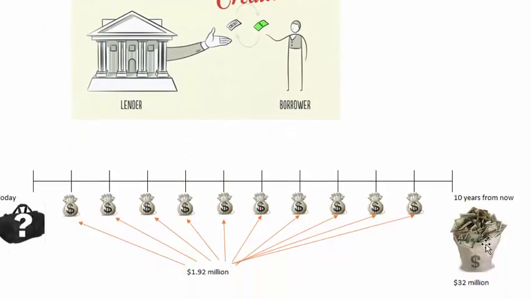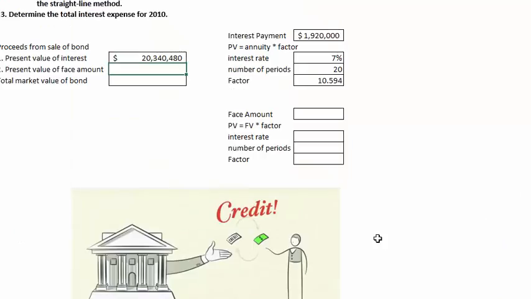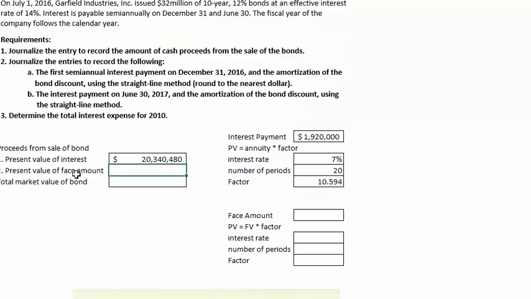But they're also willing to give us some money now for the return of this $32 million. So we find the present value of that one single payment at the end of the bond contract. The face amount of the bonds is 32 million. The formula we're going to use is the present value equals the future value, which is 32 million, times the factor. The interest rate is still 7% and the number of periods is still 20.